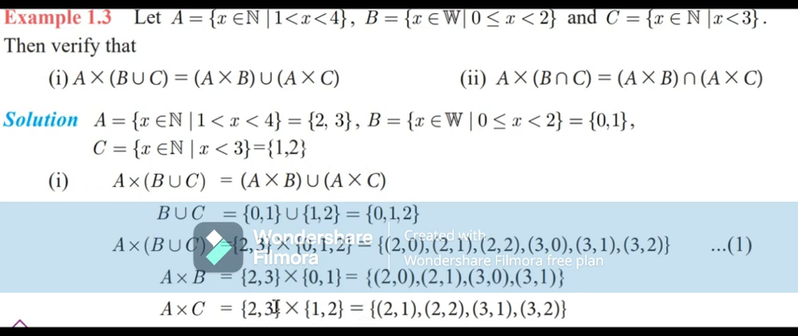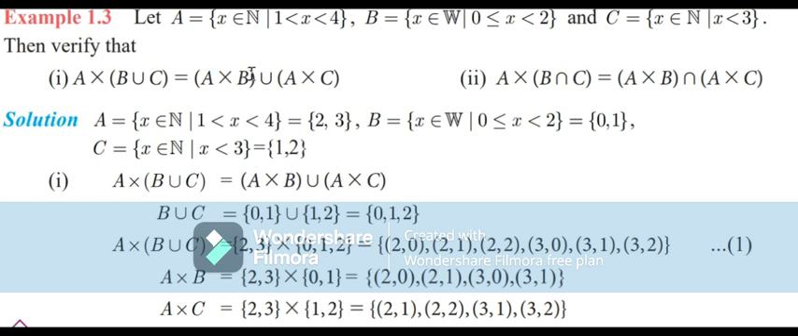As I said before, each and every element of A should be mapped with all the elements of C. So (2,1), (2,2). Then next we are going to map this element with C: (3,1) and (3,2). Okay, so we found out A cross B, sorry for the mistake, and we found out A cross C here. This is A cross B and A cross C.